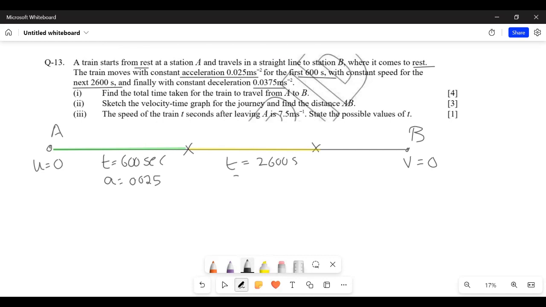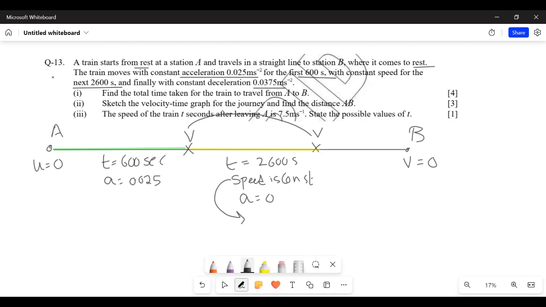And the speed is constant. Speed is constant. That means whatever is the speed over here is going to be the speed over here. It's going to be the same speed. And if speed is constant, that means acceleration is 0. Also for constant speed, you just use speed equals distance over time. You don't use equations of motion.